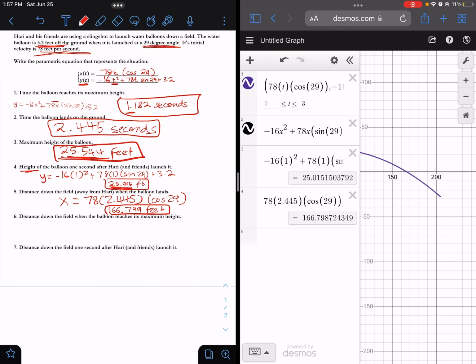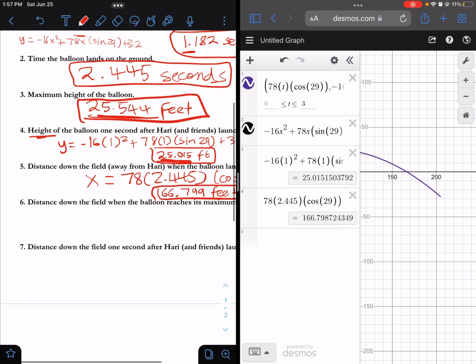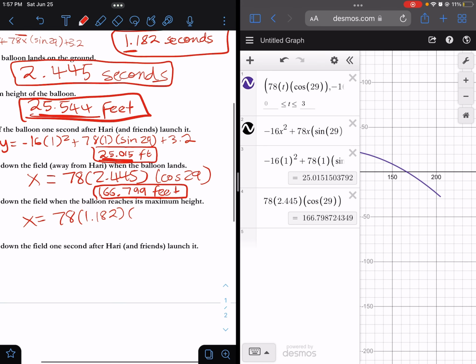And now we're going to find the distance down the field when the balloon reaches its maximum height. So when does the balloon reach its maximum height? The time the balloon reaches the maximum height is 1.182 seconds. So we're just going to plug that in. X is equal to 78 times 1.182 times the cosine of 29, correct?